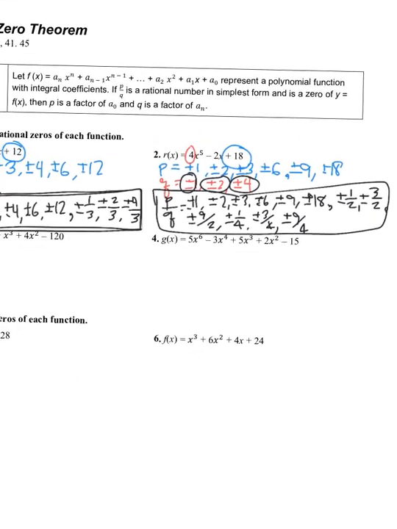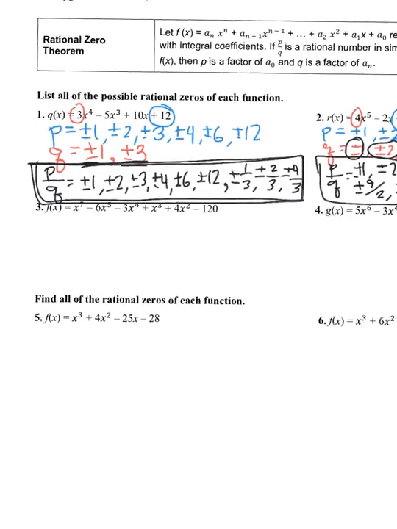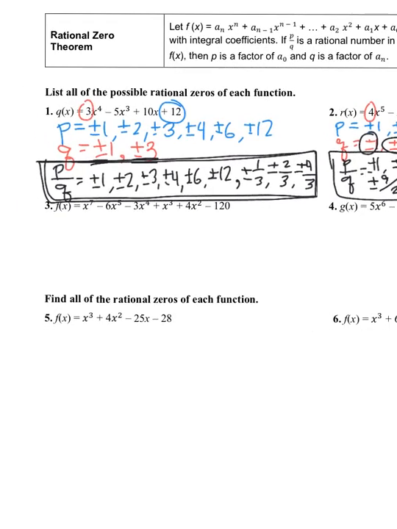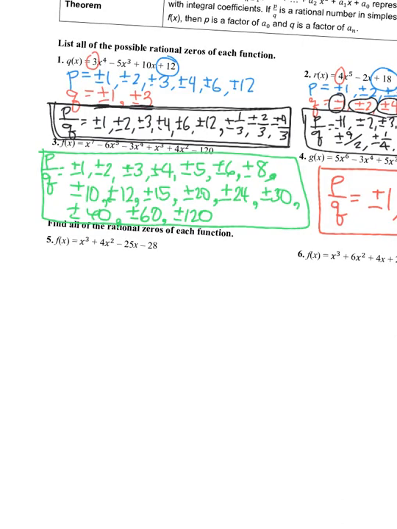All right. So let me go ahead and have you pause the video, give number 3 and 4 a shot, and once you're ready, unpause the video and check your answer. All right, so your answers for number 3 and 4 are, for 3, plus or minus 1, 2, 3, 4, 5, 6, 8, 10, 12, 15, 20, 24, 30, 40, 60, and 120.